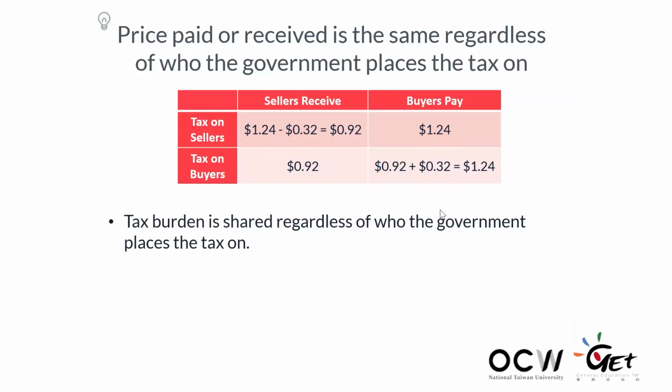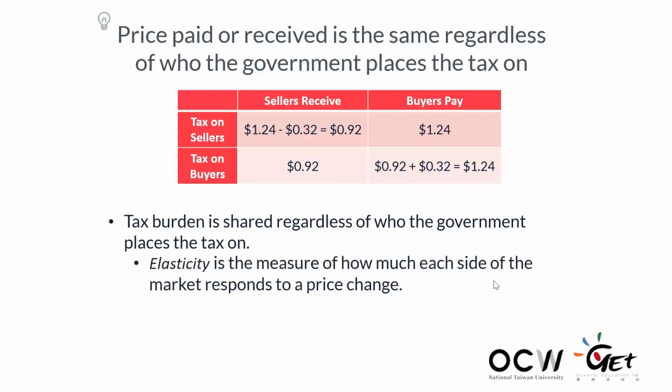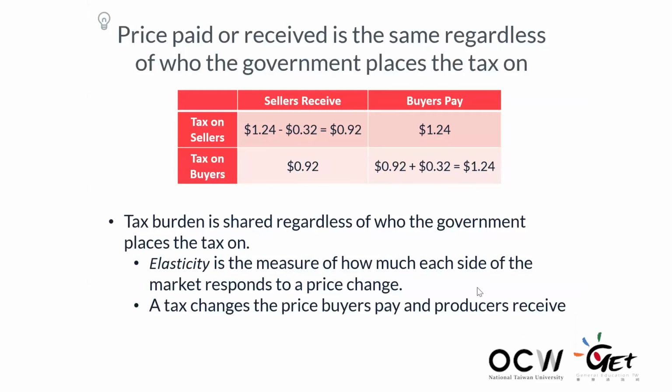So the tax burden, or who is paying this 32 cents, is the same regardless of who the government is taxing. So it's not like, say, oh, these evil companies, let's tax the evil companies. Well, that may or may not work because the tax burden is shared across the buyers and the sellers. And actually, it depends on the elasticity. That's what we learned in chapter 5. Because the tax burden will fall on the party that has inelastic demand or supply compared to the other side.